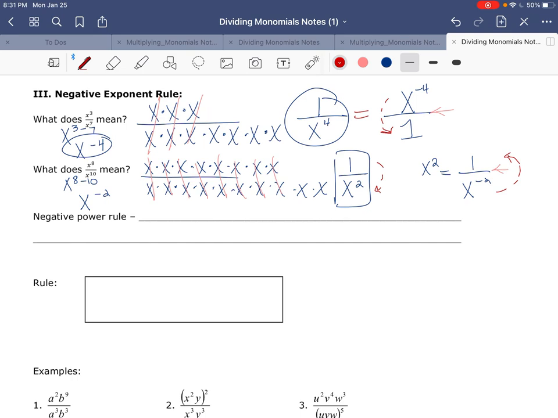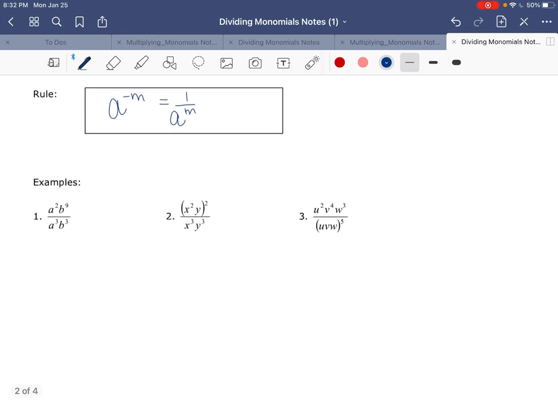So our negative power rule, and I'm just going to skip to the actual rule itself: a to the power of negative m is equal to 1 over a to the m, and vice versa. So we're going to look at 1, 2, and 3. And there's kind of a way to just ignore the negatives in a sense if you think of it like the shortcut I was telling you guys about. So we'll do the long way first, and then we'll do the shortcut.